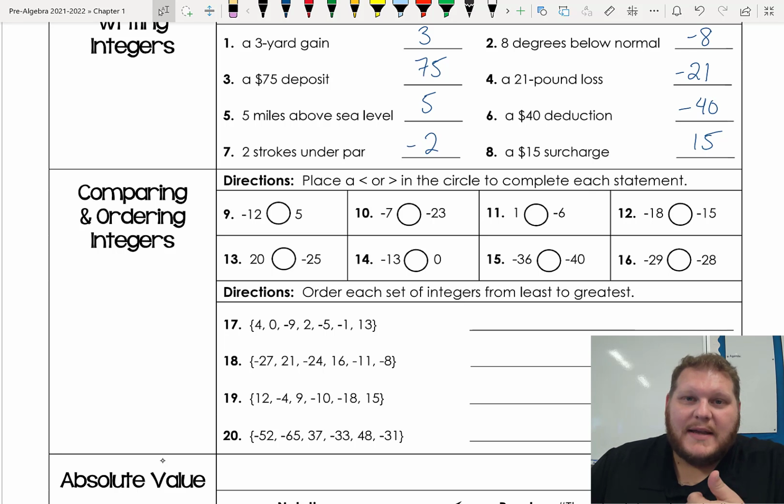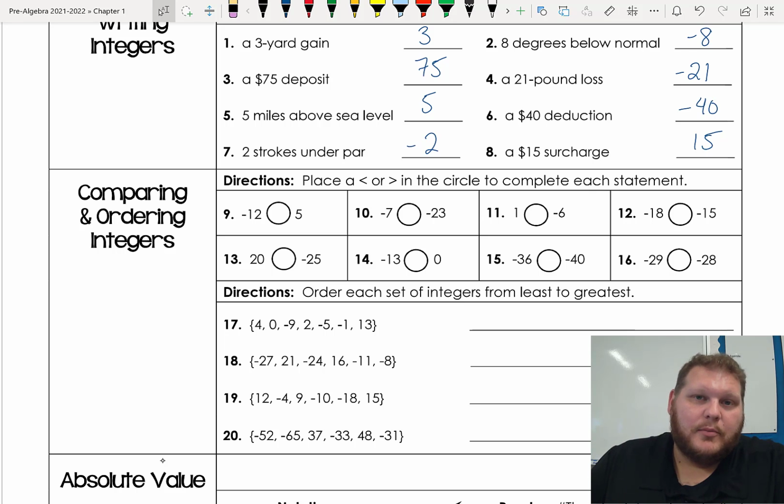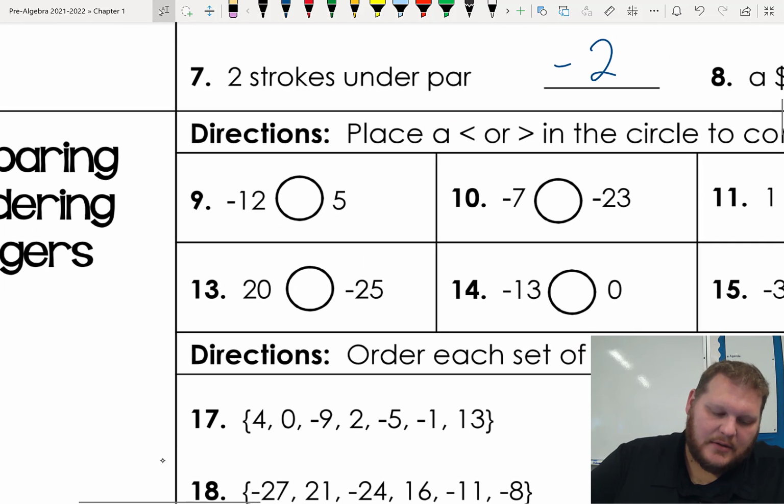So if we're talking about 2 positives, the number that's further to the right is the bigger number, so that one would be greater than. If you have 2 negative numbers, the number that's further to the right, which actually means closer to 0, the smaller digit is the greater number because it's farther to the right. So let's just go through some of these quickly.